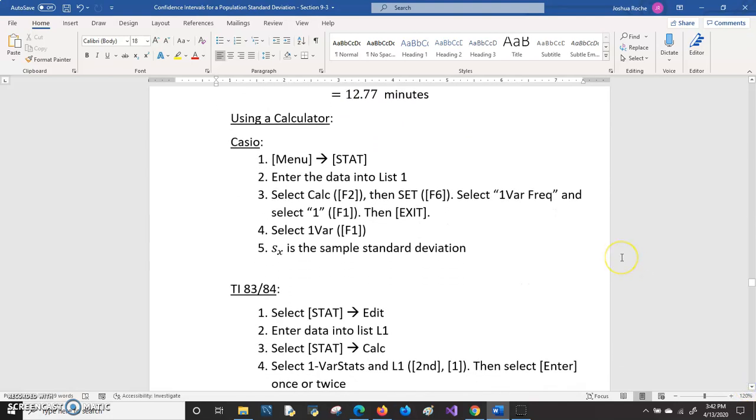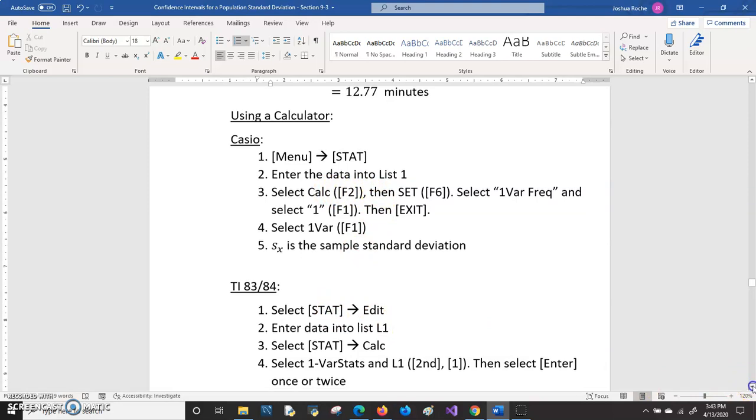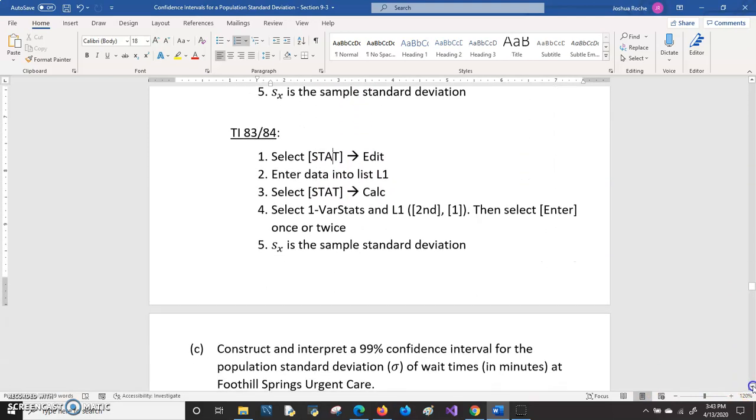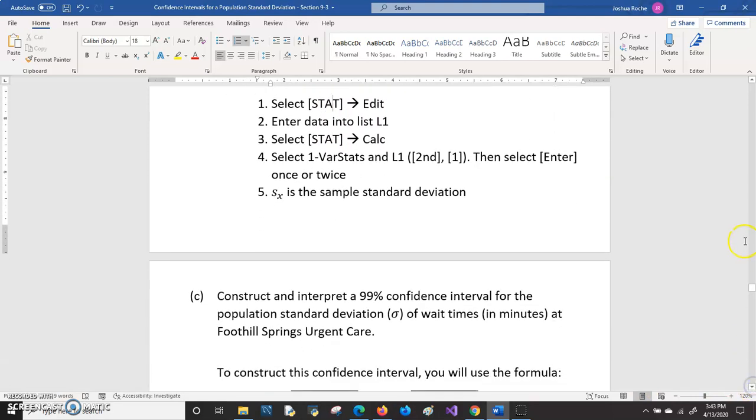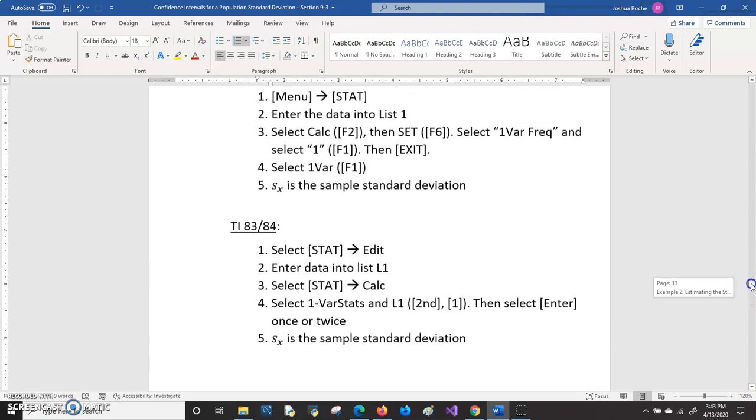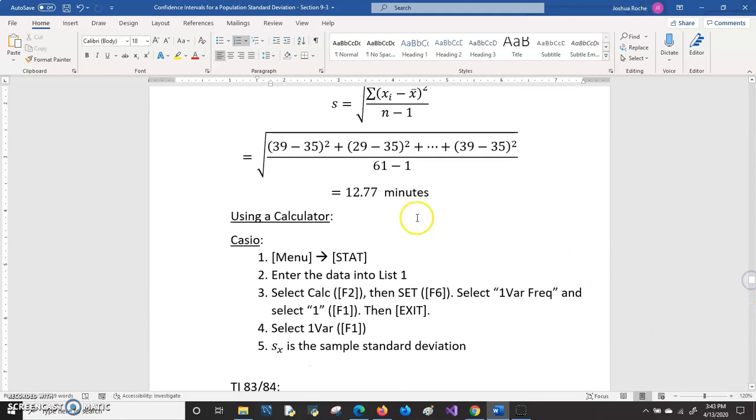So you can also use a calculator to find the sample standard deviation. These are the steps that you would take on the Casio graphing calculator, and then these are the steps that you would take on the TI graphing calculator. However you do it though, the sample standard deviation will be 12.77.